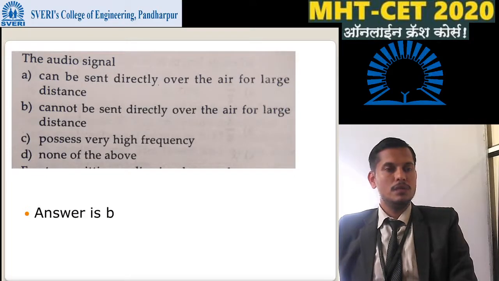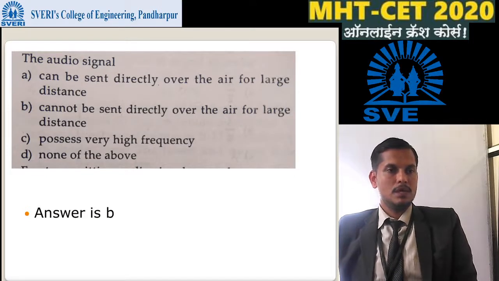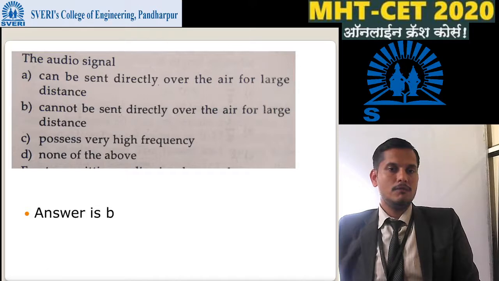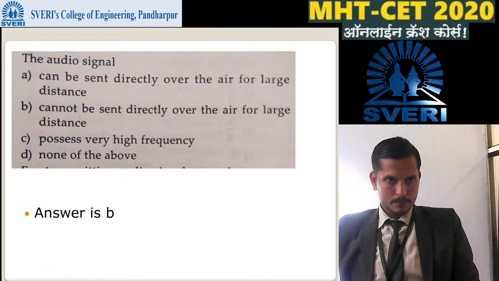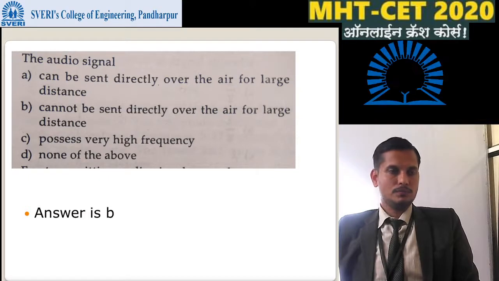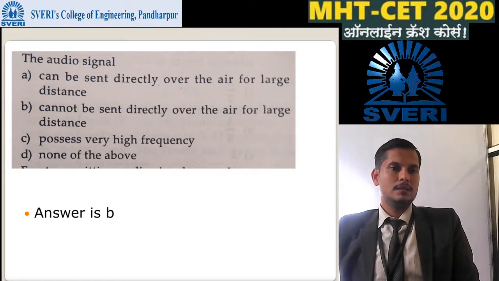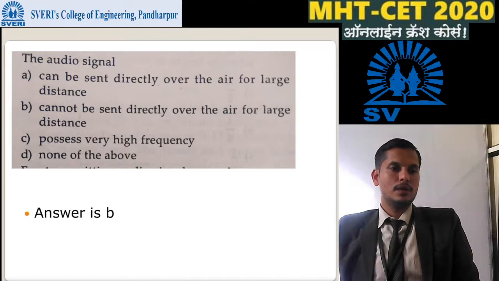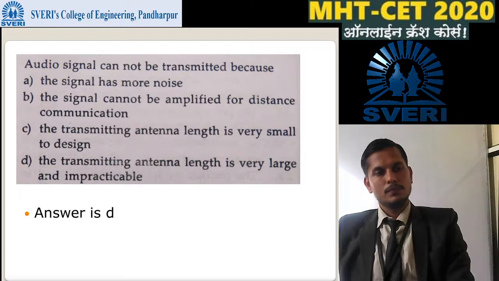Then the audio signal: first option, can be sent directly over the air for large distance; cannot be sent directly over the air for large distance; possess very high frequency; none of the above. So we cannot send audio signals directly over the air for large distance. So answer B is the correct one.